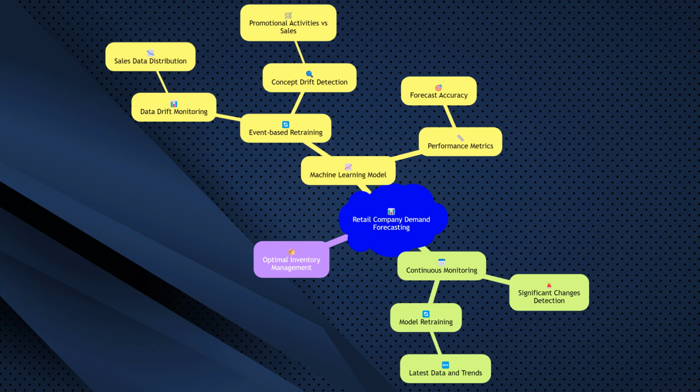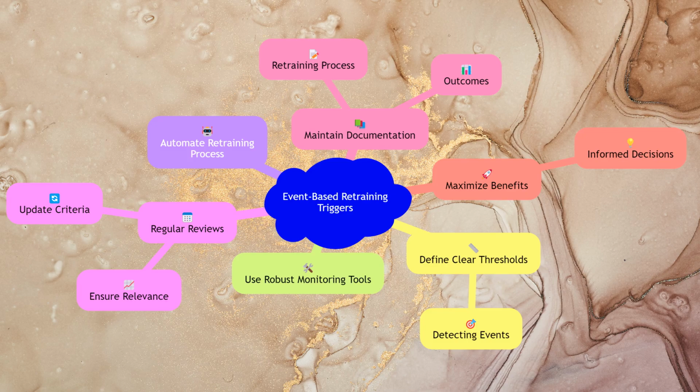To effectively implement event-based retraining triggers, organizations should follow best practices such as defining clear thresholds for detecting events, using robust monitoring tools, and automating the retraining process. Regularly reviewing and updating the criteria for event detection ensures that the triggers remain relevant. Additionally, maintaining comprehensive documentation of the retraining process and its outcomes helps in understanding the impact of retraining and making informed decisions. By adhering to these best practices, organizations can maximize the benefits of event-based retraining triggers.